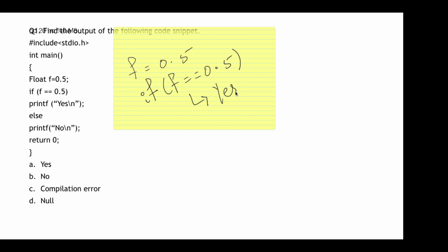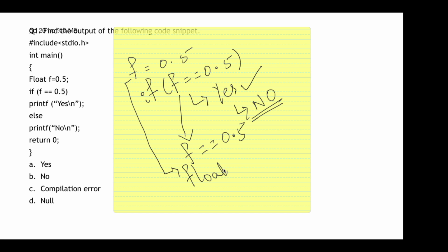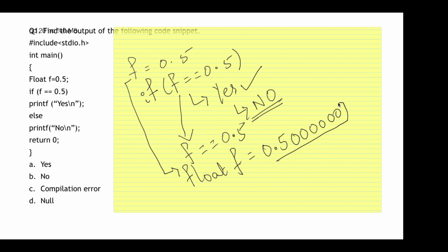What most of us will do is print the answer as yes, okay? We'll tick on A and we'll come back home. But that is not correct, okay? The answer here is no. Why is the answer no? Because this is the value of f which is directly saying it's 0.5, okay? But this one is a float value. So float value of any variable equal to 0.5 is actually 0.5 followed by 6 zeros. This is the actual value and this value is not equal to simply 0.5, okay? So this answer will be printed as no.